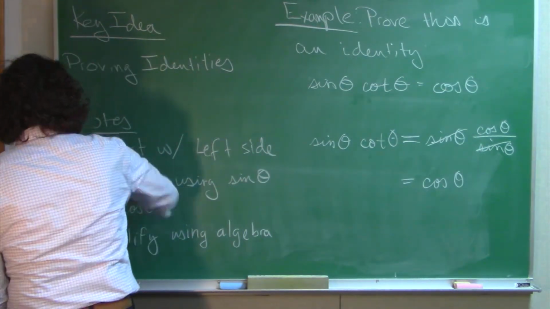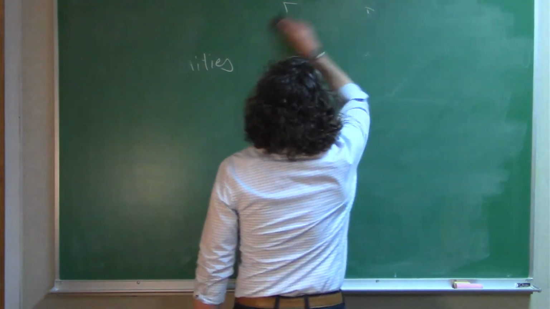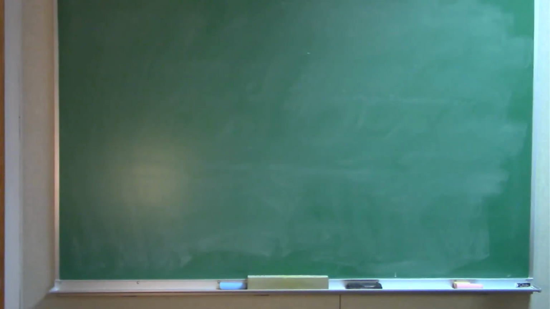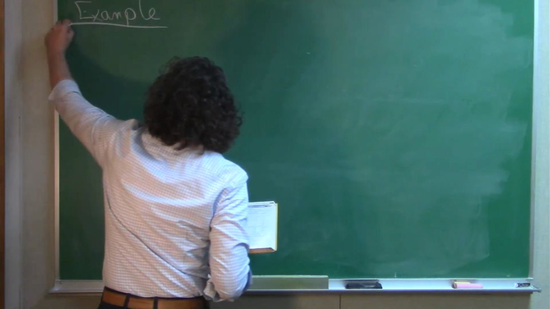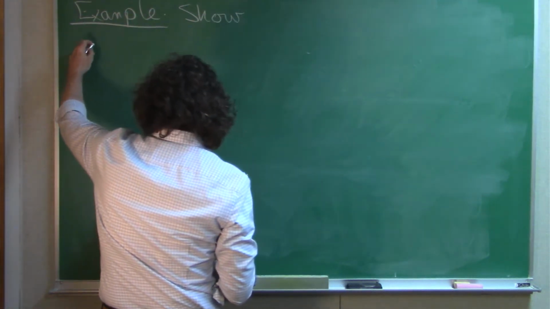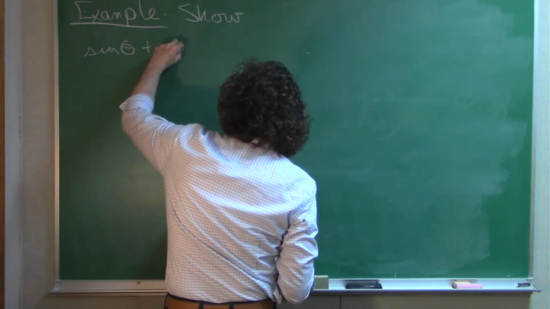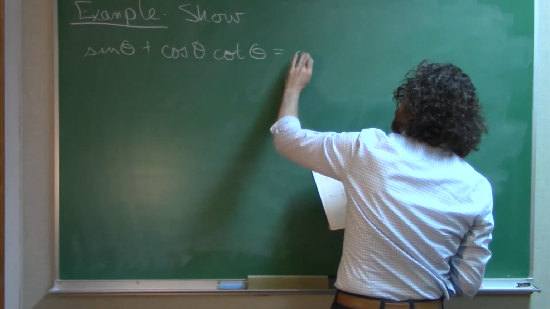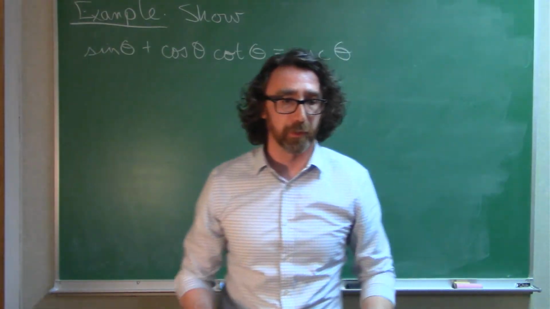Okay, let's do a couple more. Here's kind of a complicated looking one. They're asking us to show that if I take sine theta plus cosine theta times cotangent theta, I'm supposed to get cosecant theta.